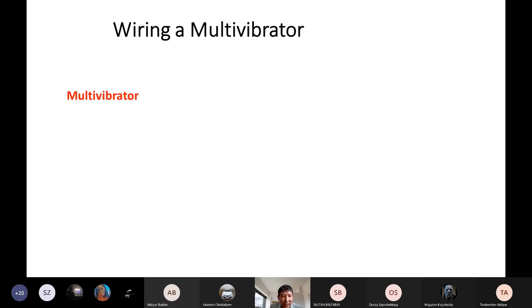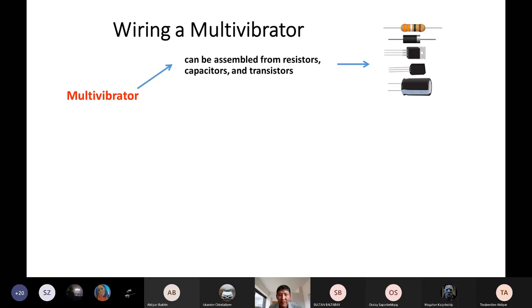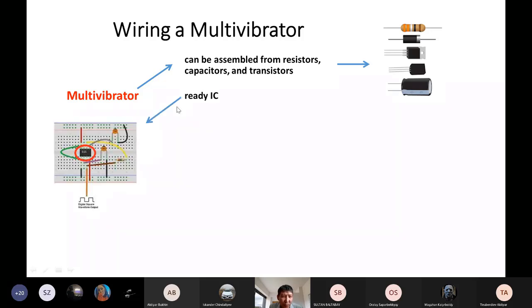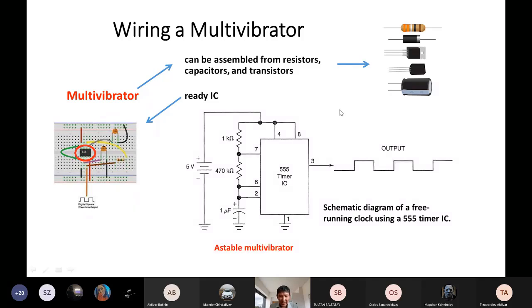Okay, how to wire a multivibrator? So actually we have two choices. We can assemble a multivibrator by using resistors, capacitors, transistors, but it will be very hard, and it is not the realm of our course. So we will use the second option. We will just use some ready integrated circuits. For example, here you can see some 555 timer integrated circuits. Of course we need to connect some capacitors, some resistors, but it's simpler, just using all of these active and passive devices.